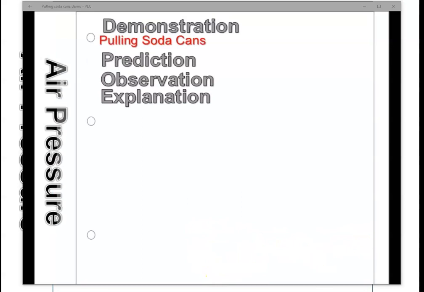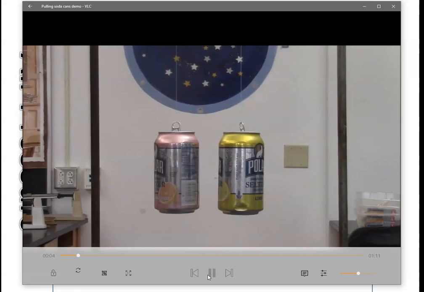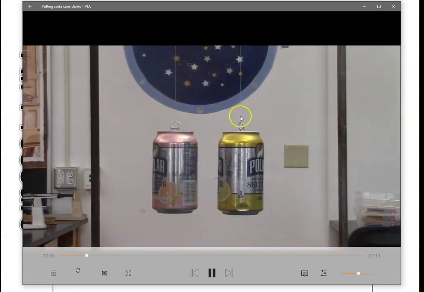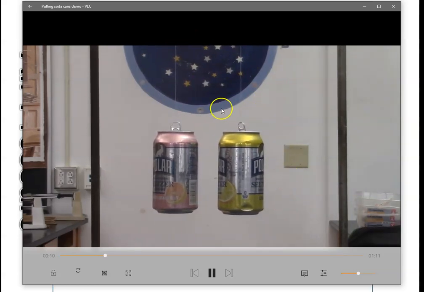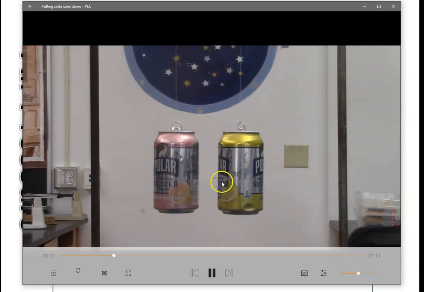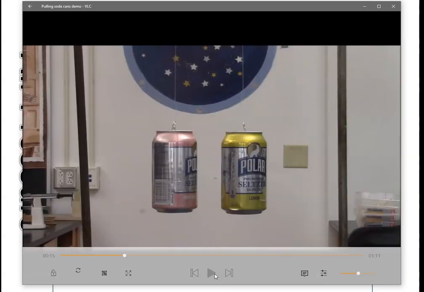Okay, so here is our demonstration. We're going to start with two soda cans hanging straight down, just by some thin strings right here. All the air around them is not moving, which means all that air has the exact same pressure with no pressure difference. There's no push from high to low pressure, so nothing moves. You can write down your observations of any kind, but right now nothing's going on.